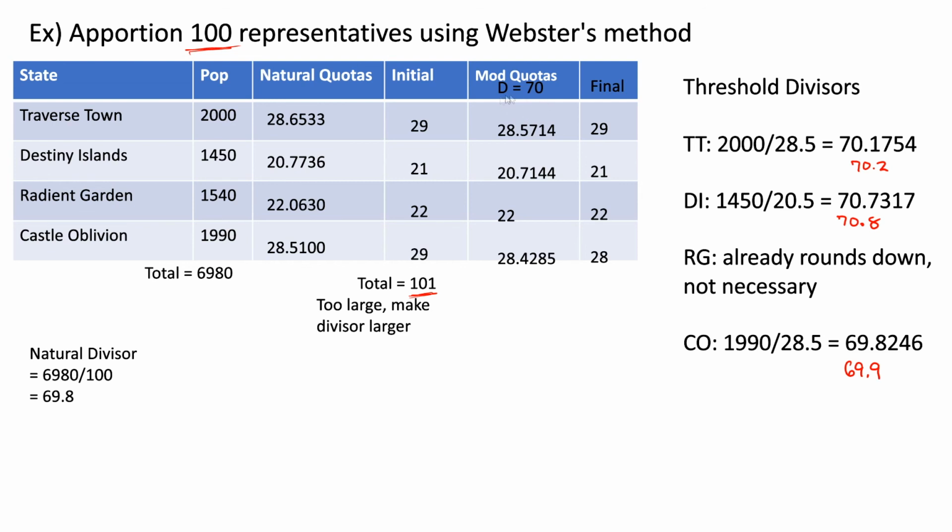The modified divisor we found that worked was 70. And the reason that this one should work is because 70 is a little bit bigger than this, which is our first closest threshold divisor to the natural divisor. Our natural divisor was 69.8. Notice that this threshold divisor is only a little bit bigger than this. We want to make it a little bit bigger. 69.9 would work. 70 also works. As soon as we get as big as 70.2, it won't work anymore. So if we use 70, 70.1 might also work. 69.9 should work. They'll all end up giving us a final allocation that adds up to 100, which is the right house size.